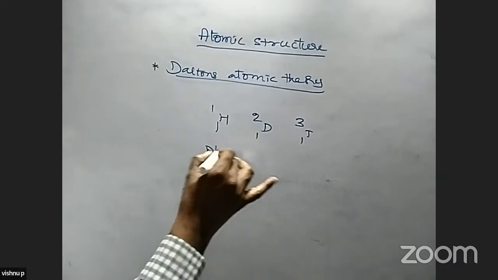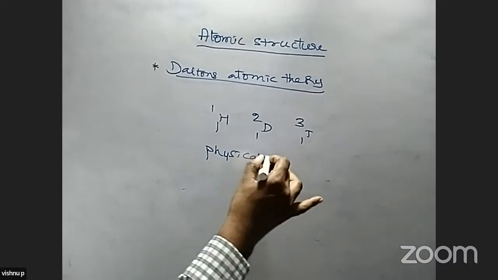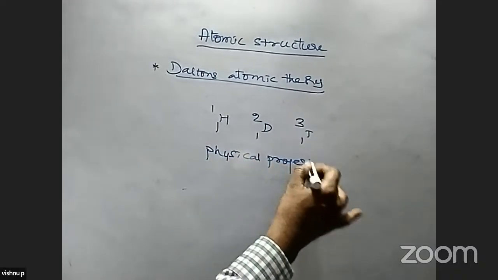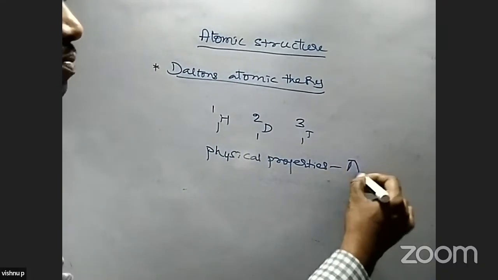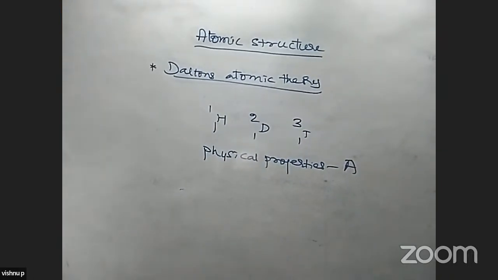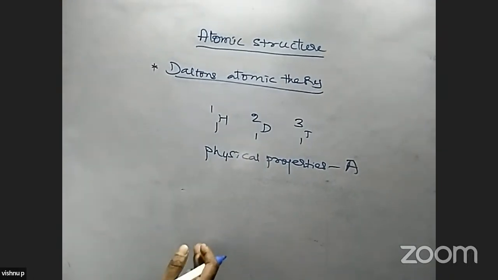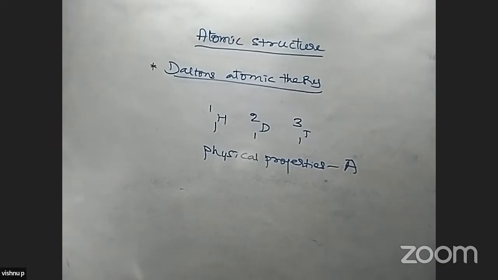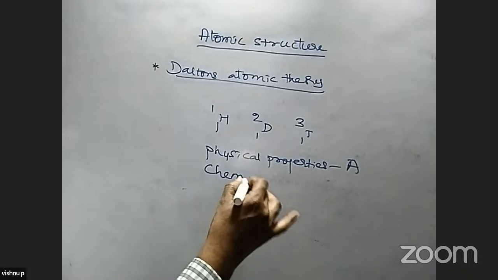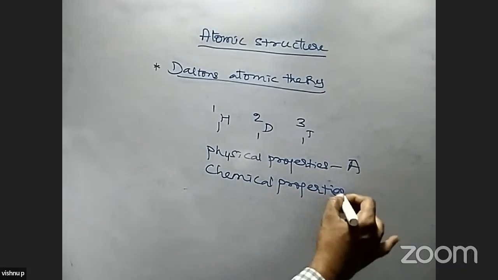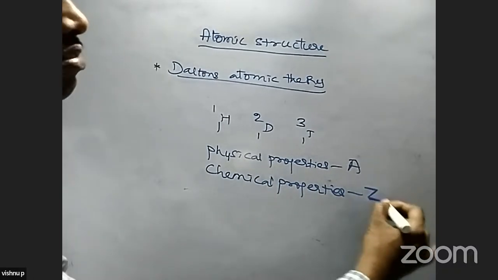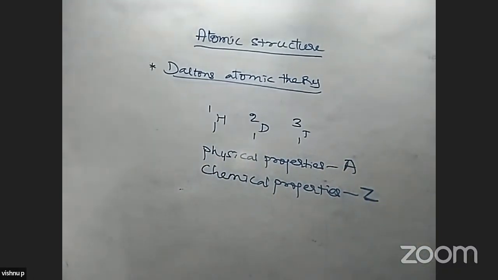Generally, physical properties means melting points, boiling points, and density. Physical properties generally depend on the mass number, denoted by A. We know that mass number means the number of protons plus neutrons. Chemical properties, like chemical reactions, depend on the atomic number.